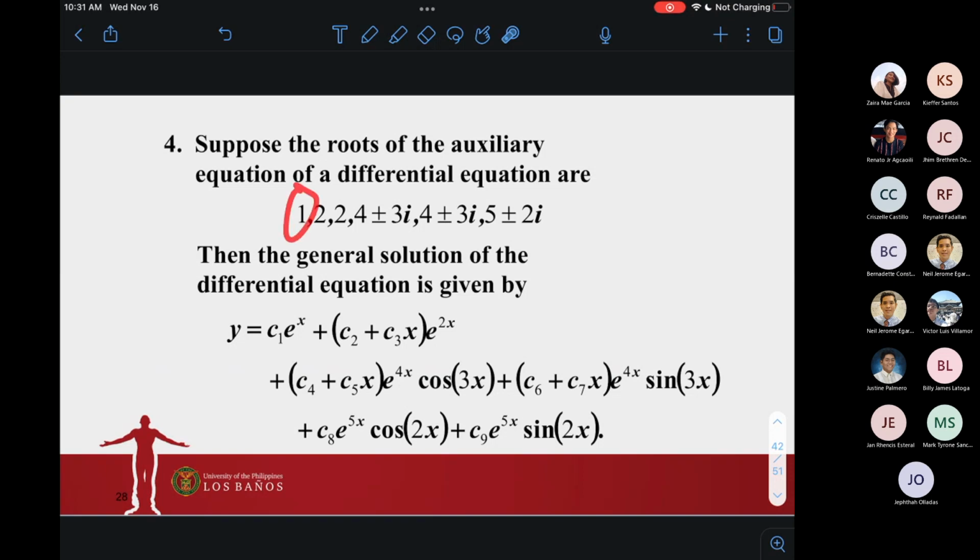Una, 1. 1 ay simple root. Ibig sabihin, multiplicity 1 siya. So case number 1 will apply to this guy. So ang solution corresponding to the root 1 ay C1 e to the 1x. Kaya ka meron doon. Okay?